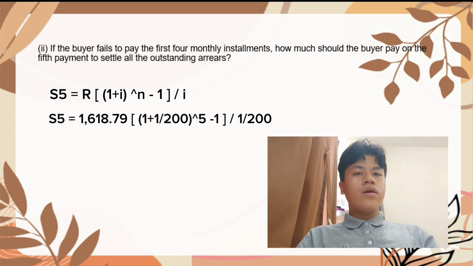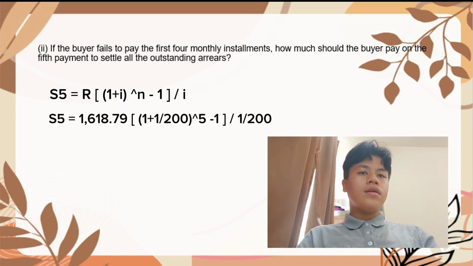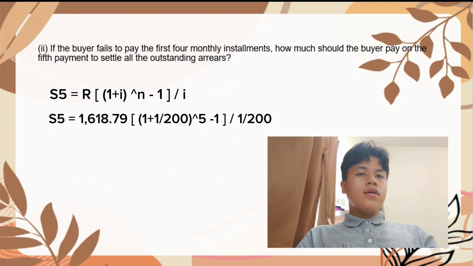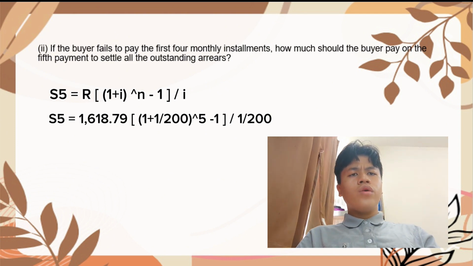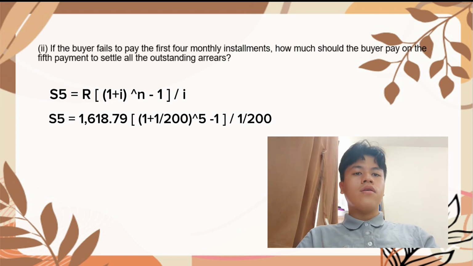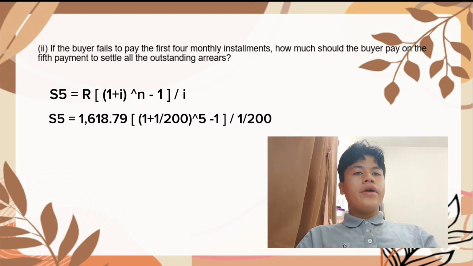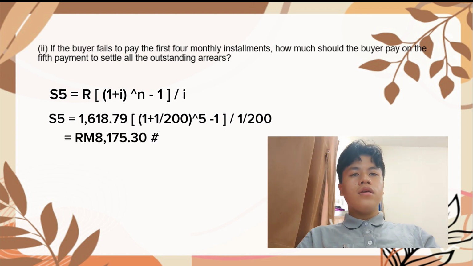S5 equals 1618.79 in a bracket 1 plus 1 over 200, close the bracket, with the power of 5. Why do we use 5 instead of 360? Because the question asks for the 5th payment only, so we need to use the 5. Minus 1 over 1 over 200. So the answer should be S5 equals 8175.30.